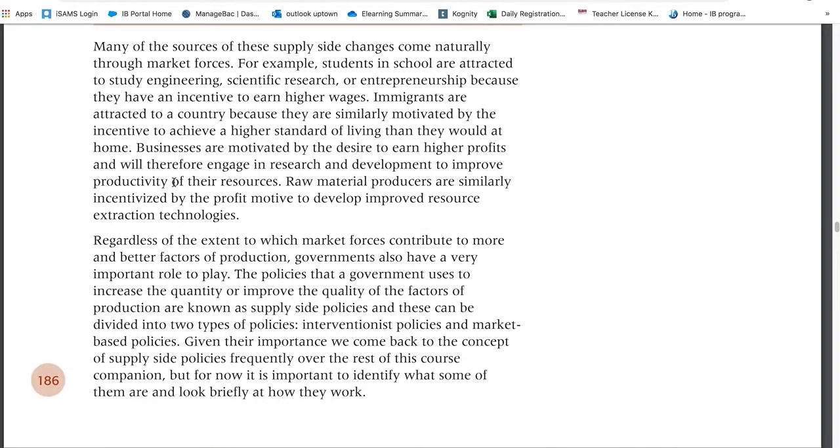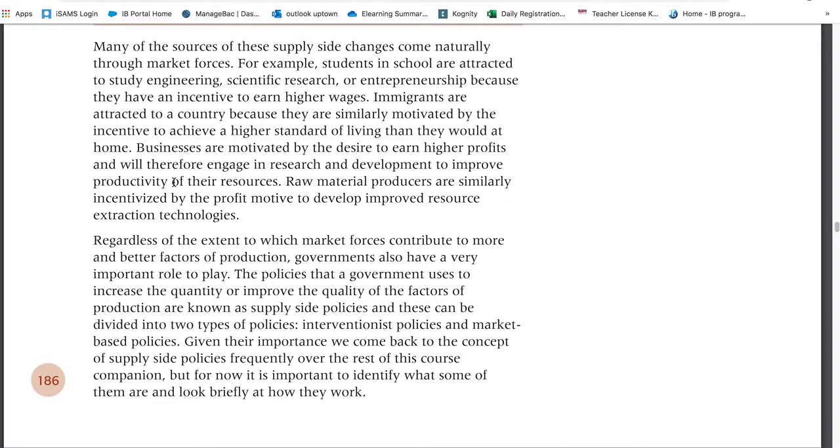A lot of the sources of the supply side change, they come naturally from market forces. So for example, you don't have to force people to go to school, but students are going to be attracted to becoming engineers and scientists or entrepreneurs because they get paid more. So naturally, they will then go and improve their education and some of those quality improvements that we saw for the labor side. Businesses, they want to earn a higher profit, therefore they're going to do R&D. They're going to invest more capital into research and development because that's how you earn more profits. So you'll notice that a lot of this is market dictated.